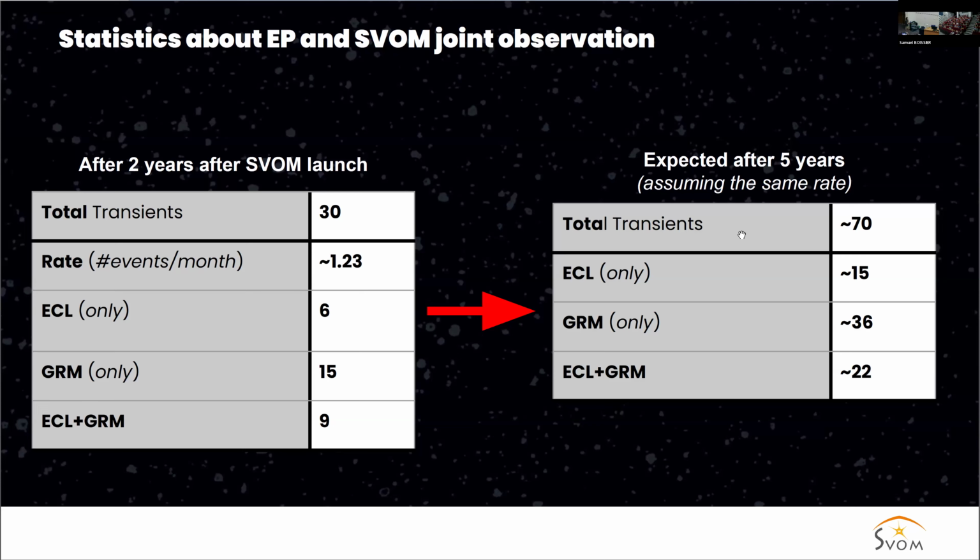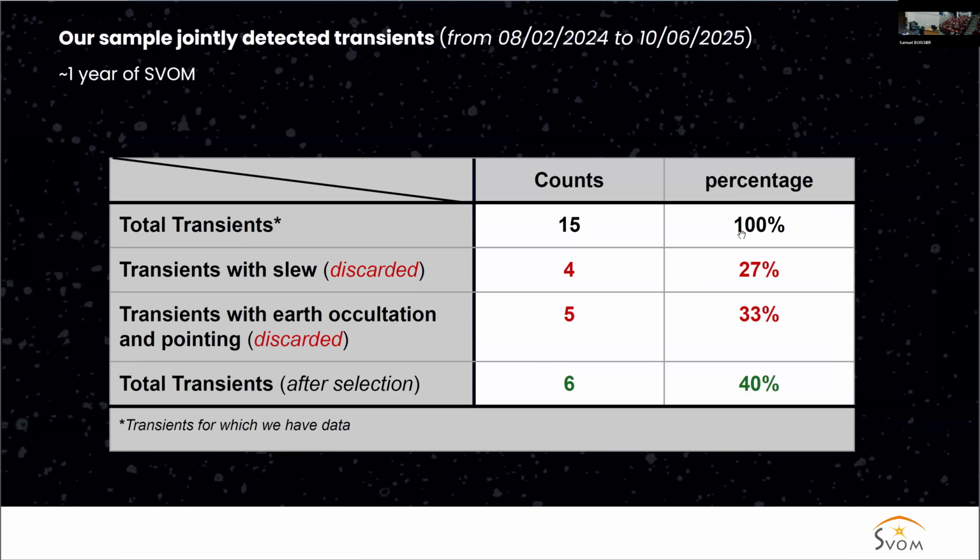So what does it mean? It means that if we extrapolate those numbers to 5 years, we should have something around 70 transients jointly detected by both missions. Me, personally, I focus on this sample, sorry, it's cut by the bar, but basically it goes from August 2024 to October of last year, 2025, of transients jointly detected by both missions. And so the total number is 50.